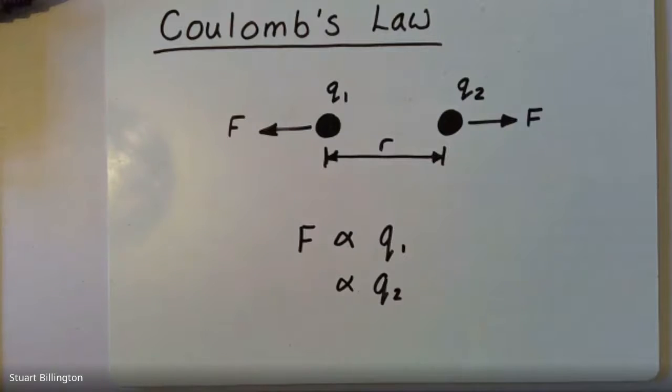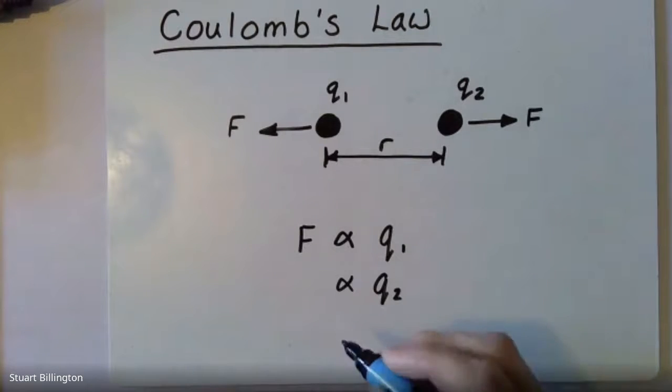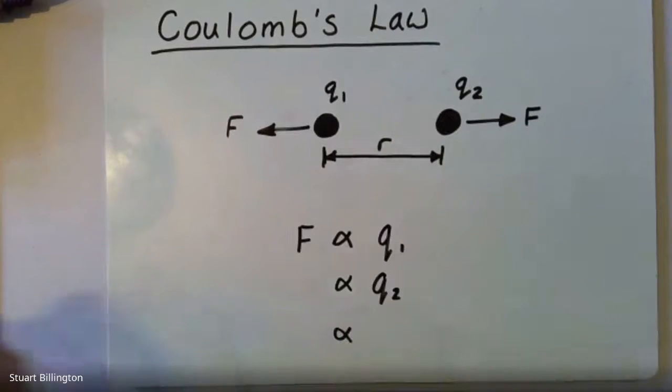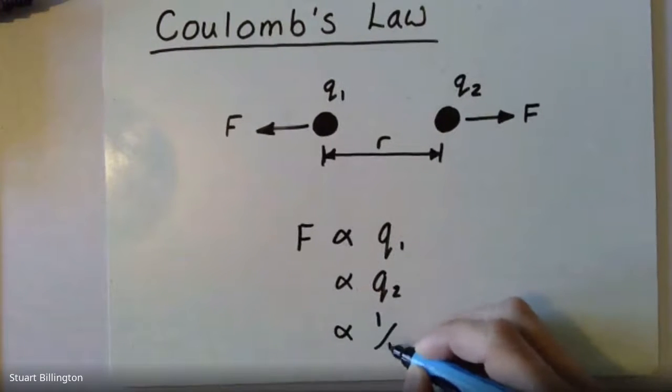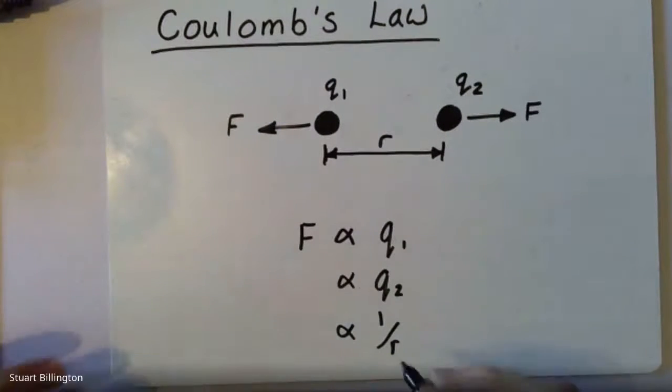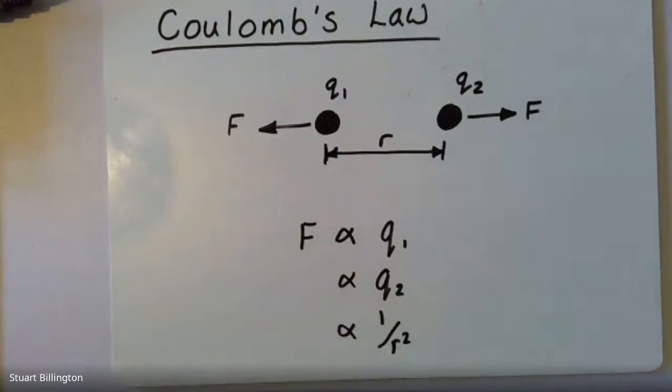And also that the size of the force reduces with the separation. So as the charges get further and further apart, the size of the force reduces. And indeed, if you were to take them an infinite distance apart, the force would become zero, as you would expect. It turns out that doubling the distance quarters the force, and therefore it's not a 1 over r relationship, but it's a 1 over r squared relationship.